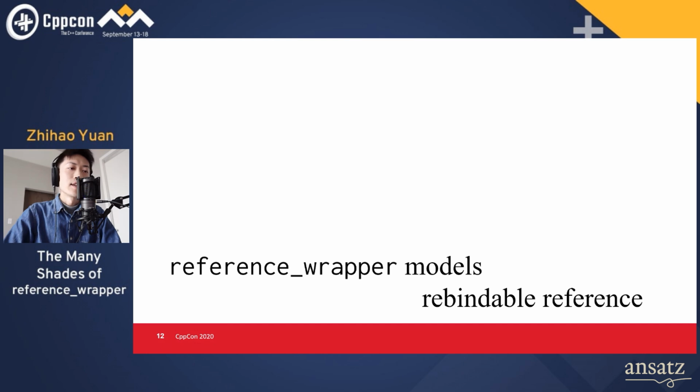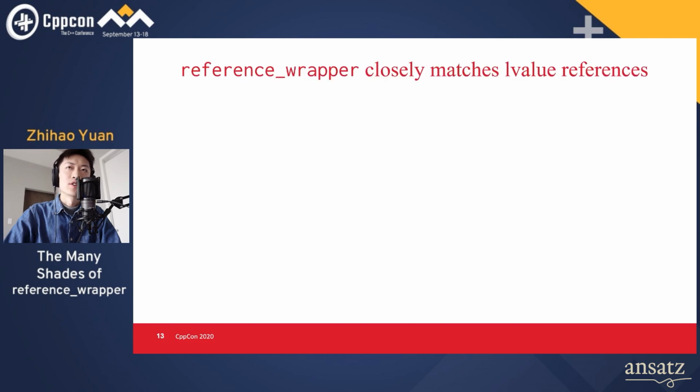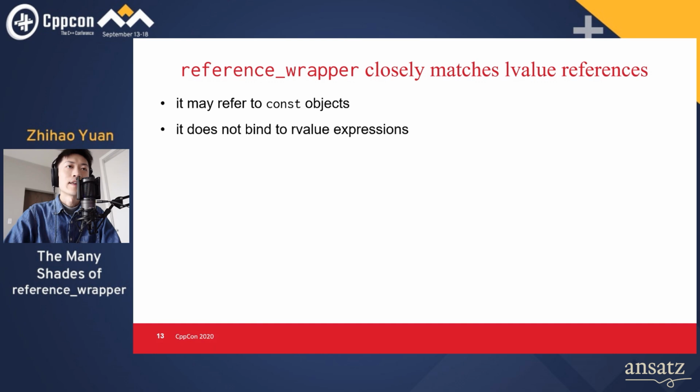However, it is a standard library utility. It's not something built into the language. But we put lots of thought into making it closely match the language lvalue references' behavior. For example, reference_wrapper may refer to const objects, and it does not bind to rvalue expressions. Declaring a reference_wrapper<T> does not require T to be complete. This essentially means that T may be an incomplete type, but I will explain this more later.